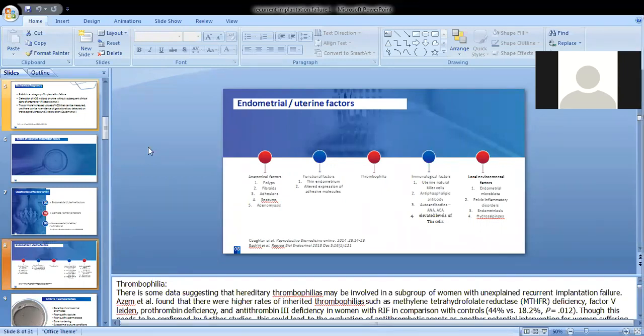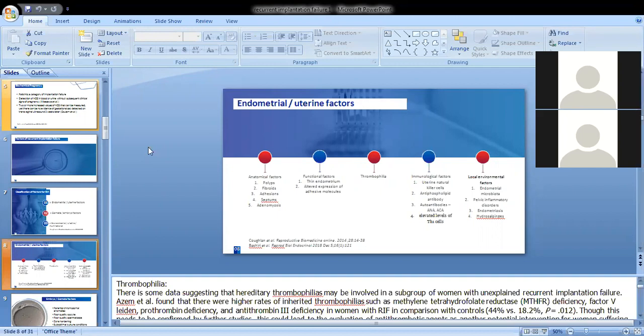Now, other local environmental factors may be there, like endometrial microbiota. In recent years, the last 5-6 years or so, there has been a lot of interest in endometrial microbiota, because there have been studies showing that if there is any alteration in the endometrial microbiota, which is called a dysbiosis, that may lead to recurrent implantation failure even in a receptive endometrium.